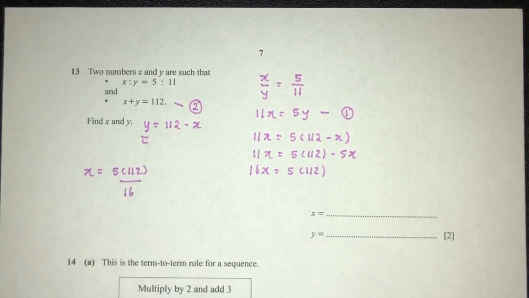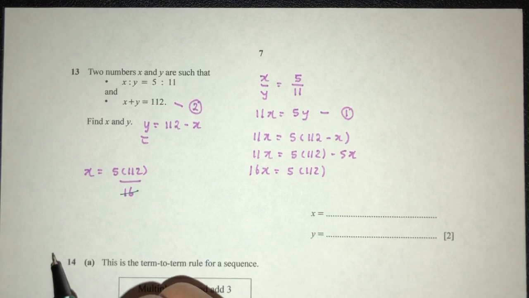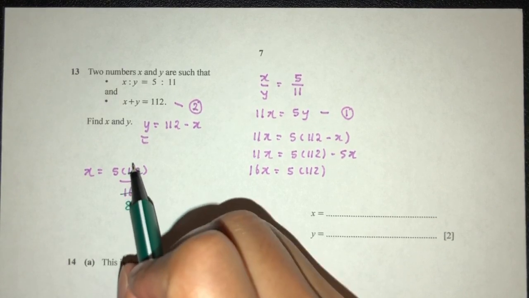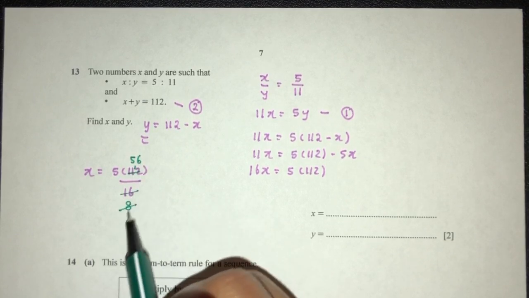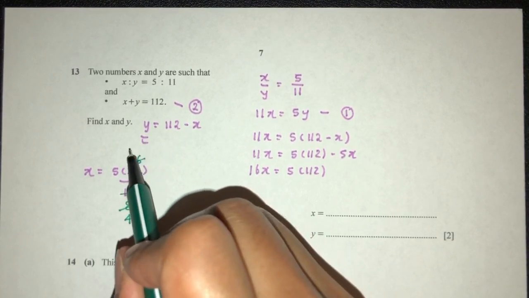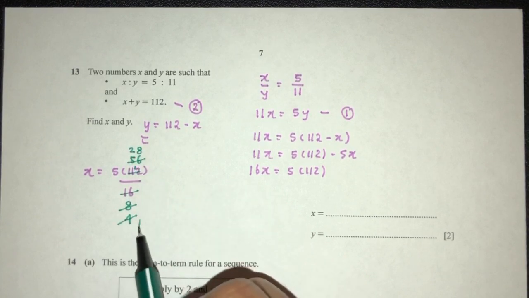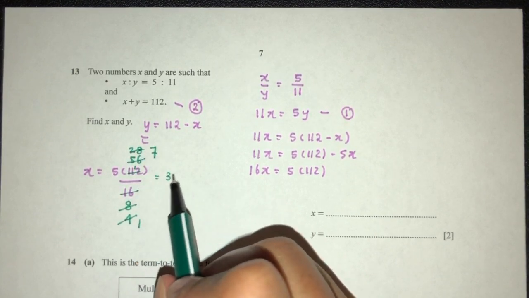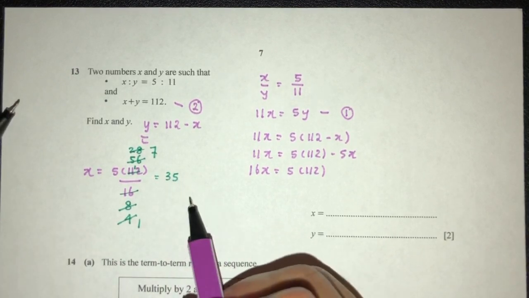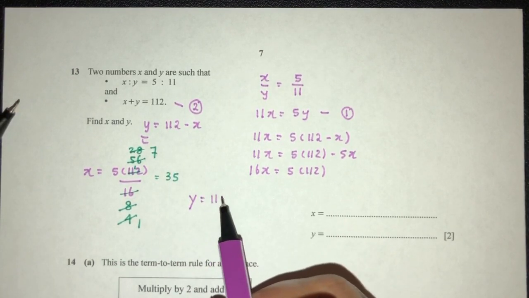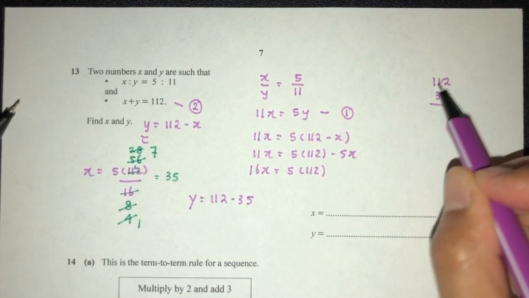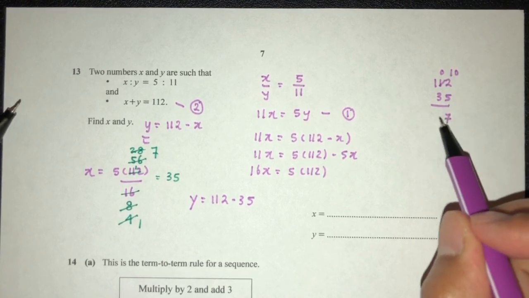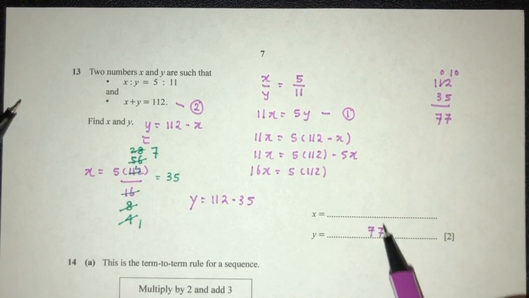Let's simplify. Divide by 2, you will have 8. Divide by 2, you will have 5 and 56. Divide by 2, you will have 4. Divide by 2, you will have 2 and 28. Divide by 4, you will have 7. Your answer will be 35. So x is 35, y will be the value of 112 minus 35. So let's do this here, 112 minus 35. That should be 7, and that should be 7. So y is 77, and x is 35. That is your answer for question 13.